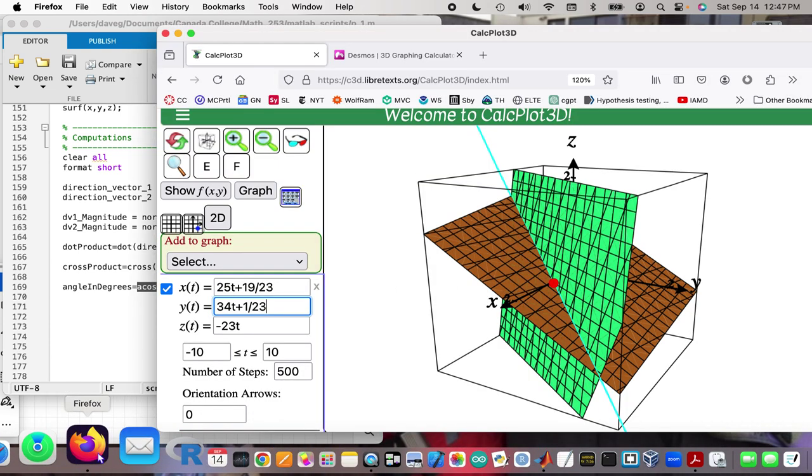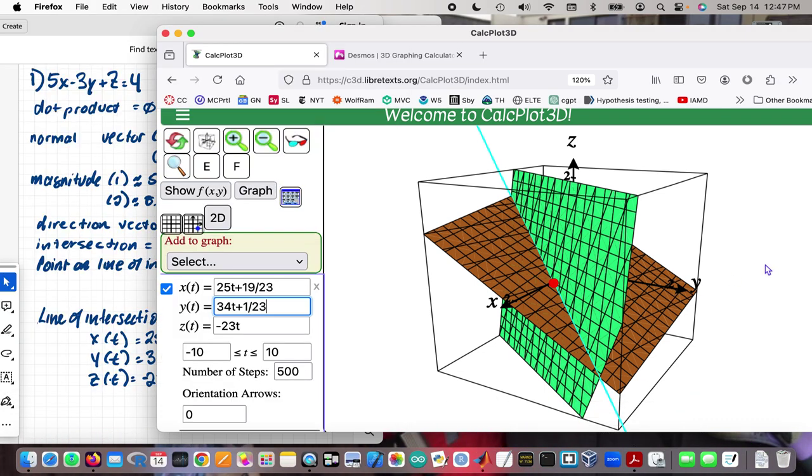So, kind of by way of summary, this should answer all the questions about the angle and line of intersection of the two planes. They intersect at a right angle, and the line of intersection is this parametric equation here, represented with this blue line on the graph. After looking at the graphs in MATLAB, CalcPlot, and Desmos, we computed the coordinates of that point on the line of intersection using substitution, elimination, and a lot of aggravation and frustration.